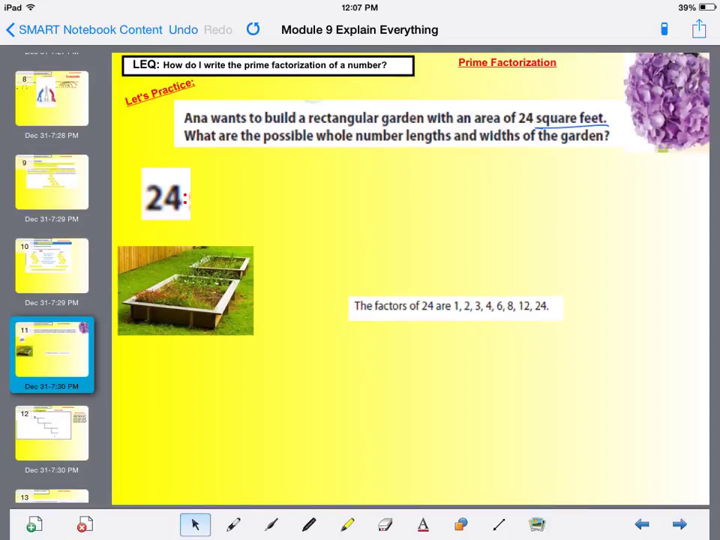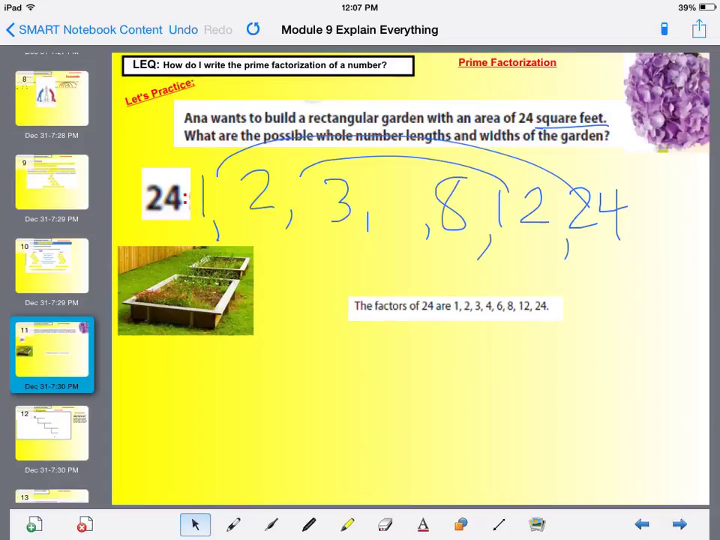When we do our factor rainbows, we always start with 1 because that way we know that we're not going to forget any factors. So 1 times 24 will get me to 24. 2 times 12 will get me to 24. 3 times 8 will get me to 24. 4 times 6 will get me to 24. 5 times nothing will not. 6 will, but we're moving backwards, so we know we have all the factor pairs. So the factors of 24 are 1, 2, 3, 4, 6, 8, 12, 24.